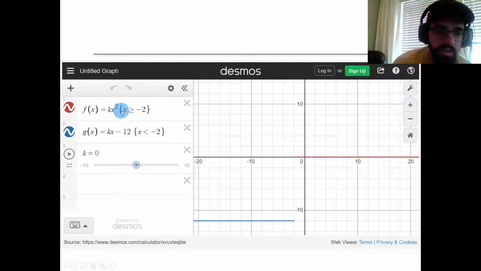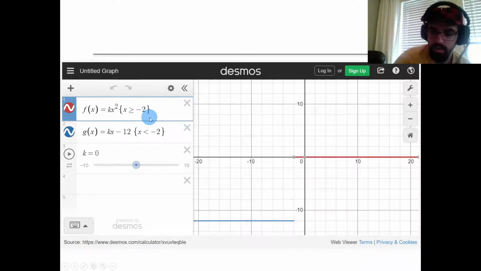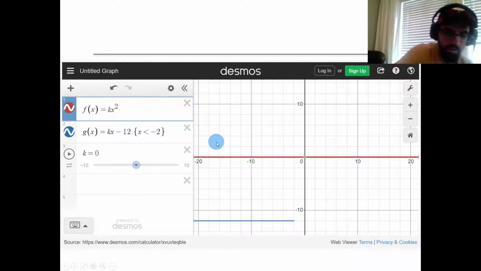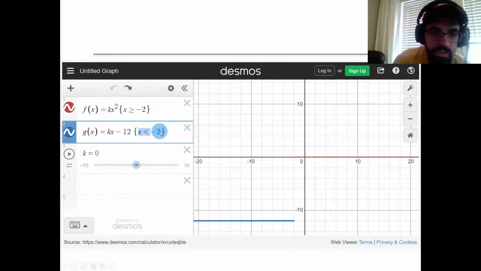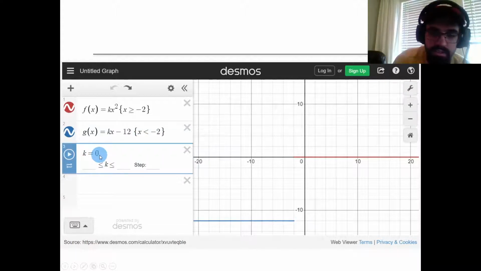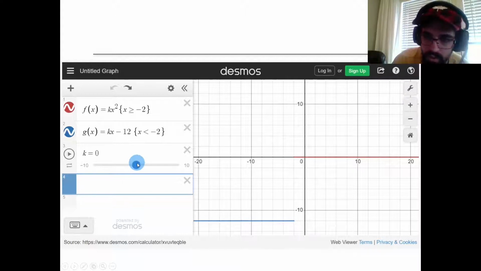So here's how we say x has to be greater than or equal to negative 2, which cuts off our graph at negative 2 and only goes to the right. If I get rid of that domain restriction, then we get the whole red line, not just the part that we want. So I'm going to put that restriction back in. Similarly, for g of x, our left bound, we have a domain restriction: x is less than negative 2. And now currently k is set to 0. So if k is 0, here's what the left and the right look like. Definitely a jump discontinuity.